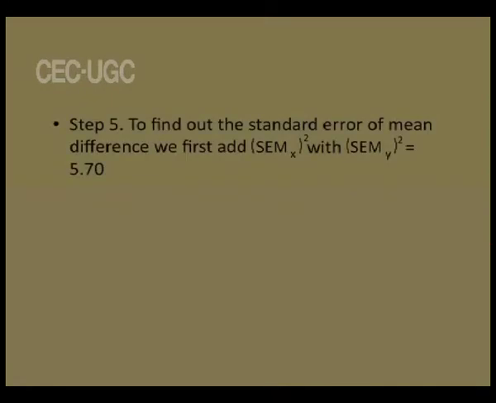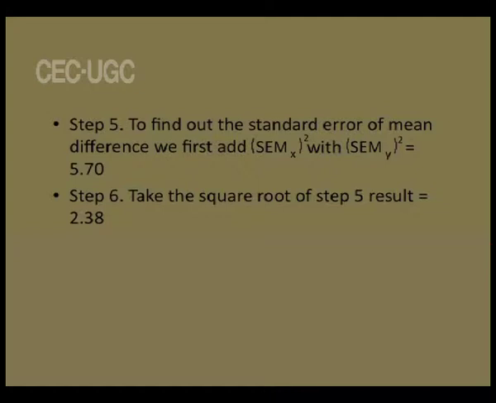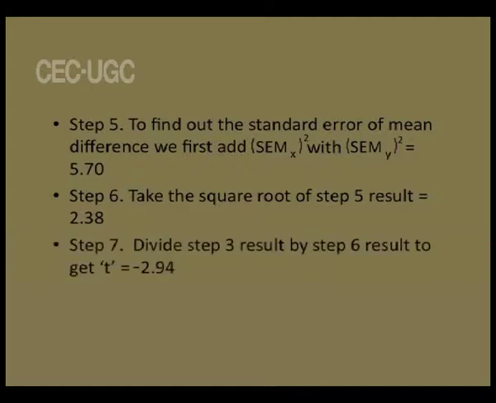Step 5. To find out the standard error of mean difference, we first add the standard error of mean x squared with standard error of mean y squared, which will be equal to 5.70. Step 6. We take the square root of the result we obtained from step 5, and this will give us a value of 2.38. Step 7. We divide the result we obtained from step 3 by the result we obtained from step 6 to get the value of t. And the value of t here is minus 2.94.